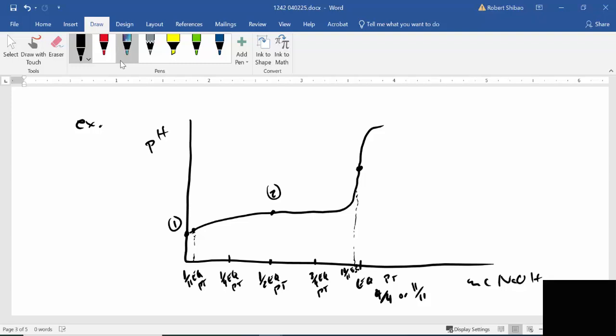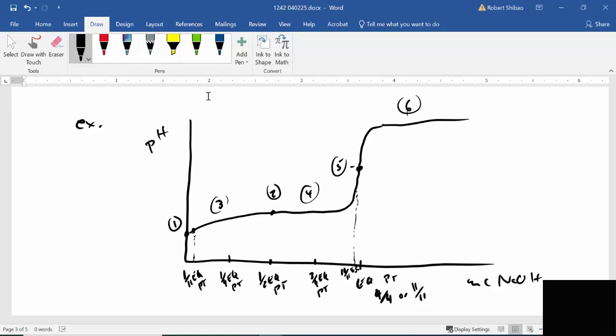I also like to calculate the equivalence points here. And so let's see, I do 2, maybe 3, maybe 4, either of those. And then 5, we'll do this one. And then 6, we'll do something out here, maybe in the excess base region.